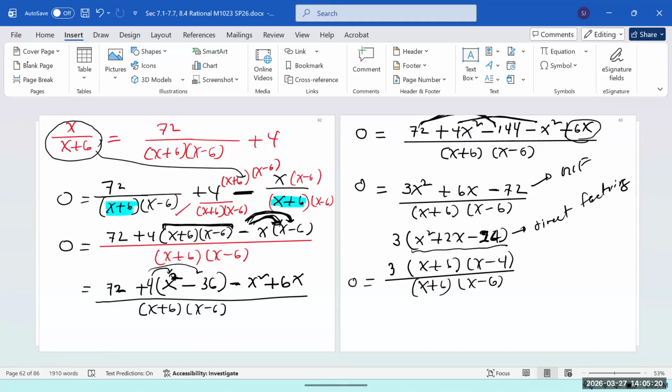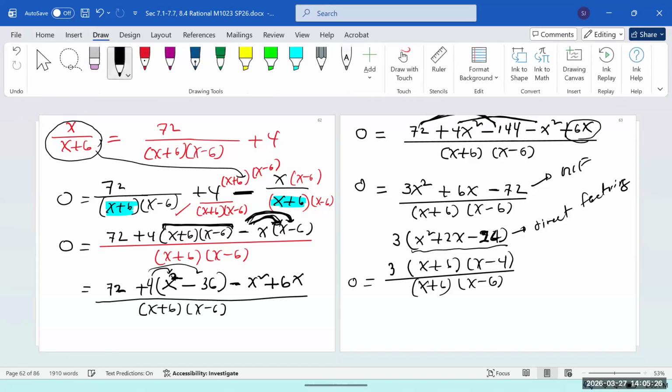And now what do you see if you look at numerator and denominator? They have the same x plus 6. So what do you do? Cancel. So if you use my method, the problem will be solved here. You're going to get rid of all the things that make the denominator 0. So we're left with 3 times x minus 4 over x minus 6 equals 0. And remember I said, forget about the denominator. Only look at the numerator. We have 3 times x minus 4 equals 0.